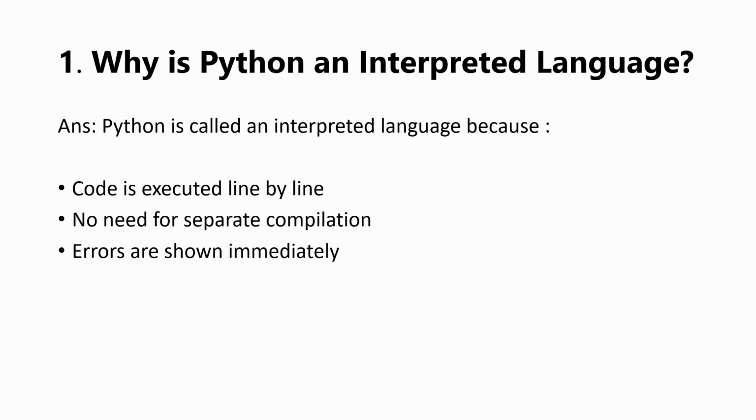And the answer for this question is Python is called an interpreted language because it executes code line by line instead of compiling the entire program at once. This makes debugging easier as errors are shown immediately when they occur.